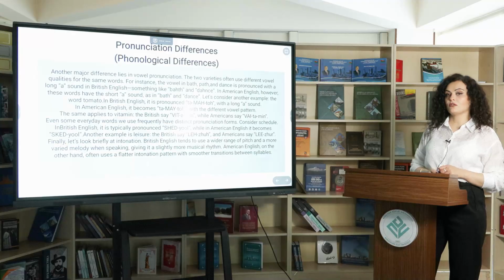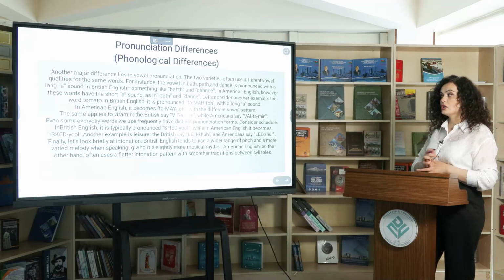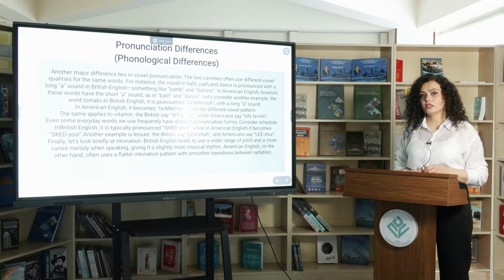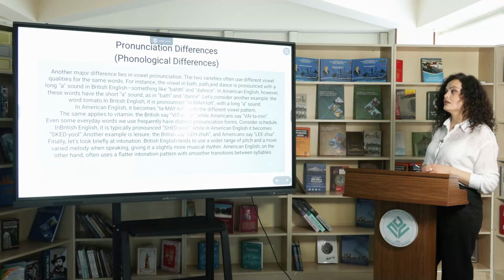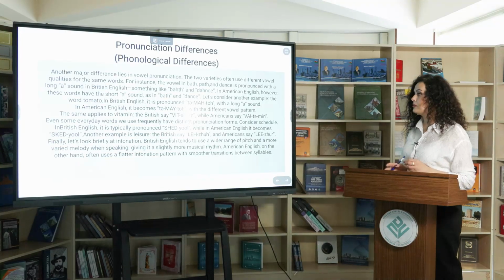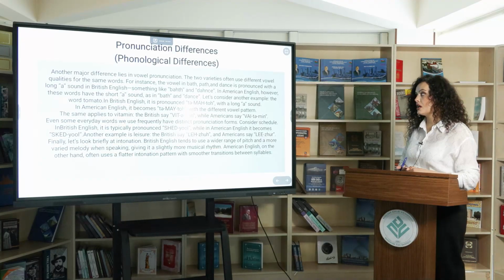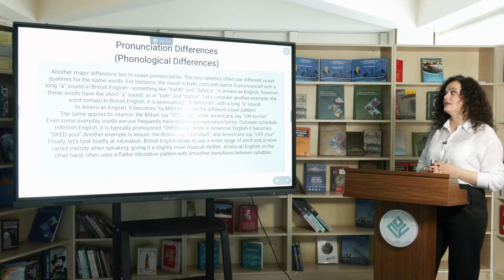Another major difference lies in vowel pronunciation. The two varieties often use different vowel qualities for the same words. For instance, the vowel in bass, pass, and dance is pronounced with a long A sound in British English. In American English, however, these words have the short A sound.